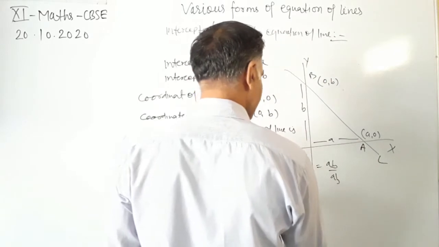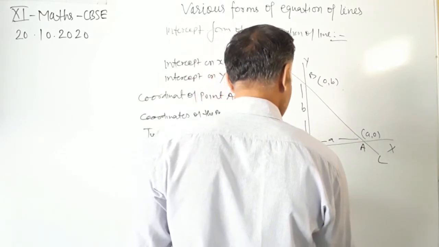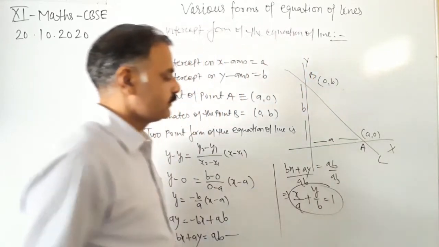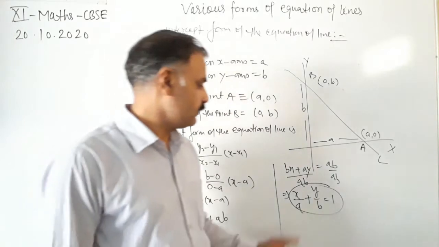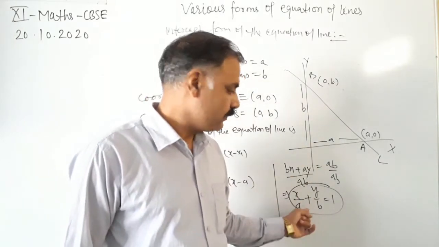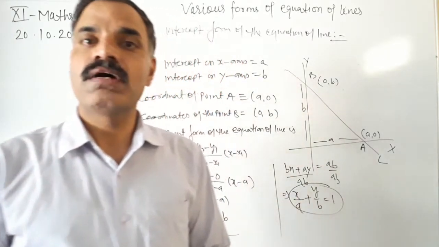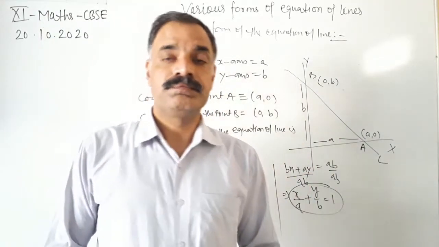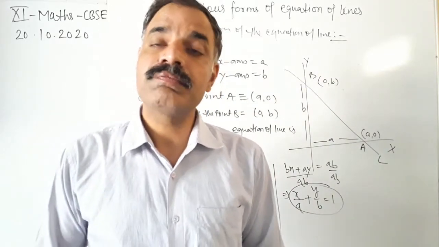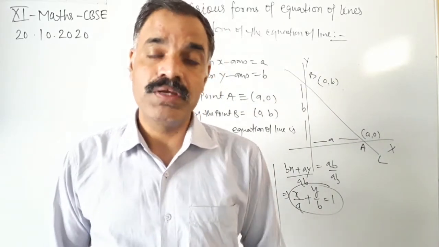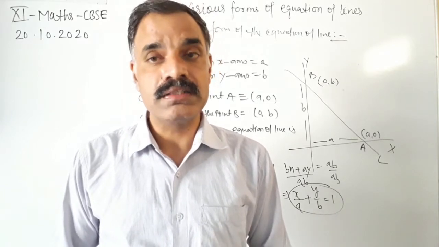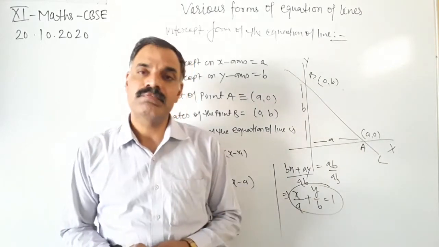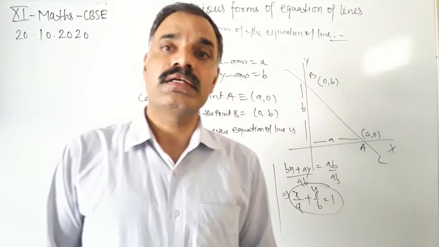Okay, when we divide this by AB, we will have x upon a plus y upon b is equal to AB. We will cancel AB. So we will obtain the equation of the line in intercept form as x upon a plus y upon b is equal to 1. This is the intercept form of the equation of the line, where a and b are the intercepts on the x-axis and y-axis. So in this way we can find the equation of the line in intercept form.